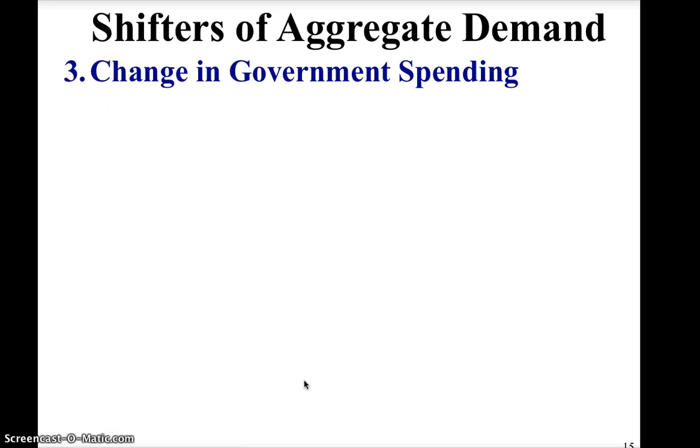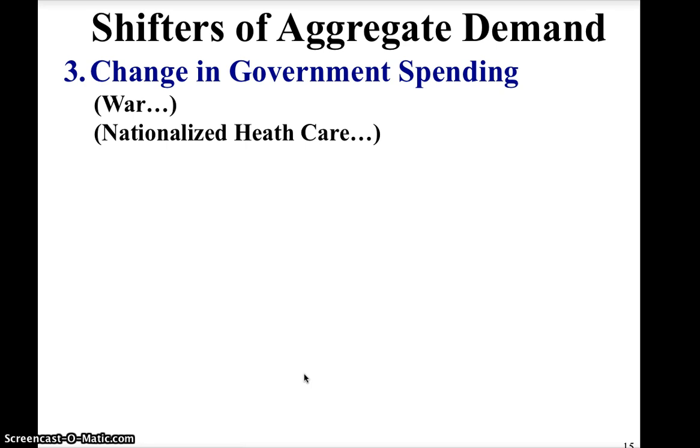So the third thing is obviously the change in government spending. You go to war, you got to spend money, you got to support those troops, buy more planes. That's going to increase aggregate demand. If you develop a nationalized healthcare system, while Obamacare isn't a universal healthcare system, it is much expanded, and that's brought a lot of government spending, especially in the increase in Medicaid. And all of those would increase aggregate demand.